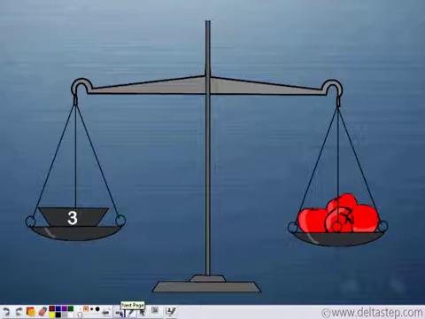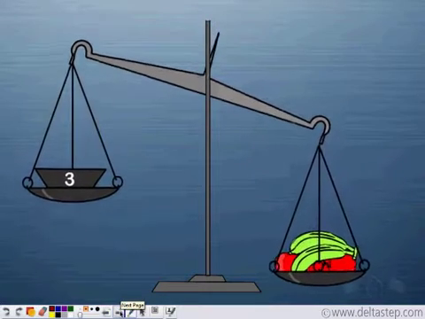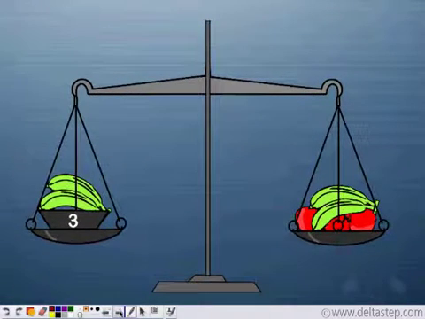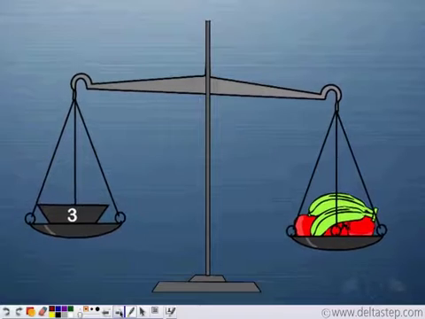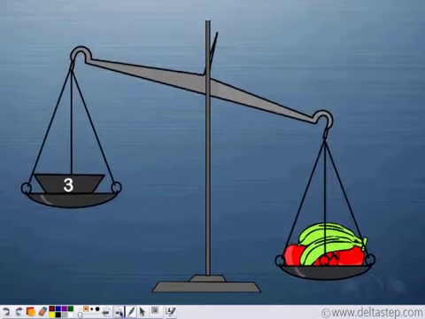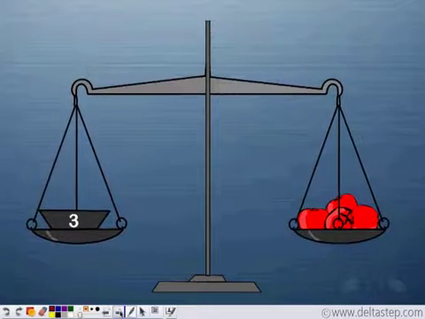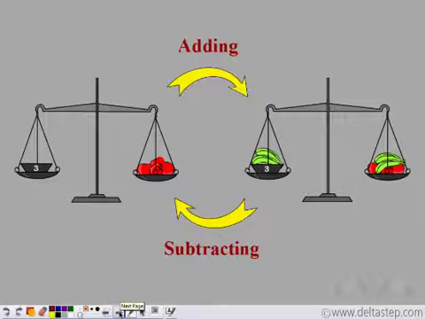Now the scale is balanced. If we add 2 bananas on one side of the scale, it becomes unbalanced. To keep it balanced, we need to add 2 bananas on the other side as well. If we remove bananas from one side, then we have to remove bananas from the other side as well to make the scale balanced. So, if the scale is initially balanced and we add bananas to both the sides, it still remains balanced. Also, if we remove equal number of bananas from both the sides, the scale still remains balanced.